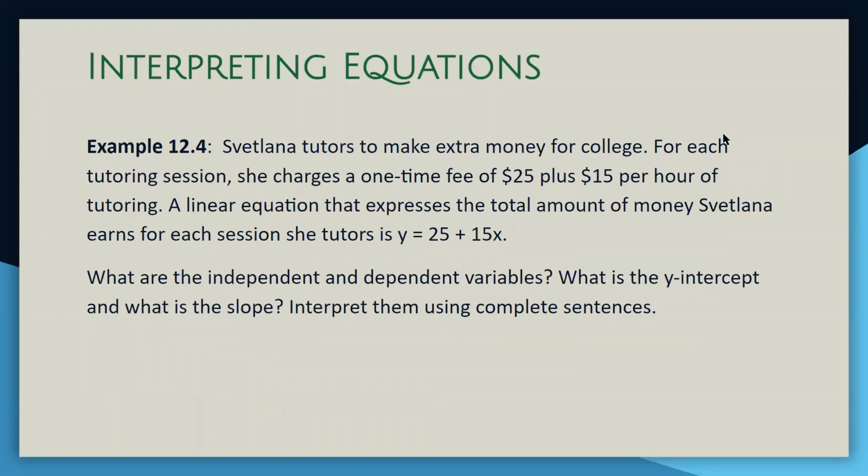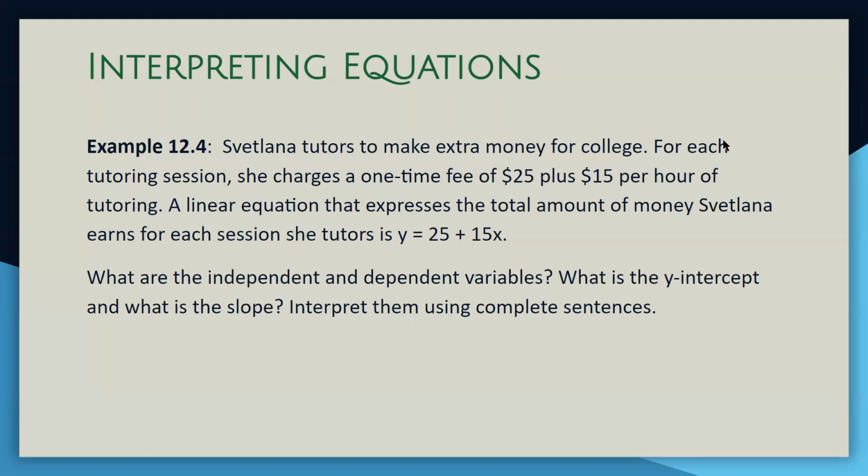So let's try another one. This one is interpreting equation. It says Svetlana tutors to make extra money for college. For each tutoring session, she charges a one-time fee of $25 plus $15 per hour of tutoring. A linear equation that expresses the total amount of money Svetlana earns for each session she tutors is y equals 25 plus 15x. What are the independent and dependent variables? What is the y-intercept and what is the slope? Interpret them using complete sentences.